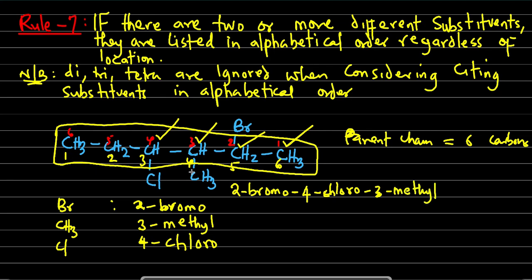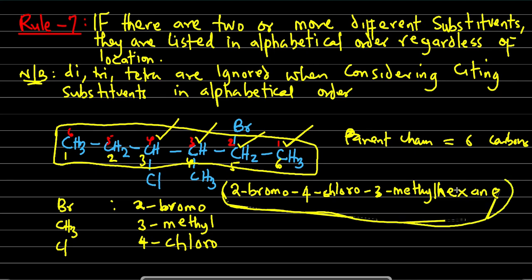The parent chain is 6 carbon atoms. So if you could recall, a 6 carbon alkane would be hexane. All right, so this becomes the name of this compound. So we have 2-bromo-4-chloro-3-methylhexane. All right, class.